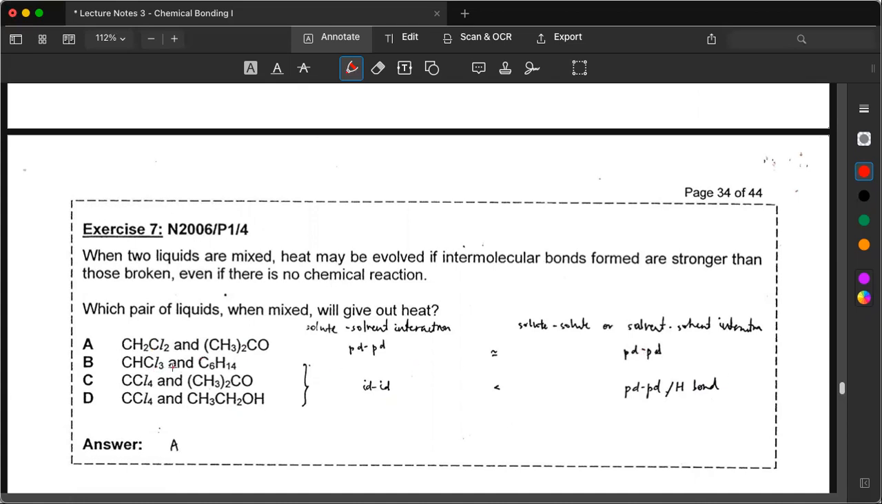But for B, cannot, because this is polar, right? This is non-polar. So one is ID-ID as a predominant force of attraction or interactions. Non-polar, a polar will be ID. Is PD-PD.